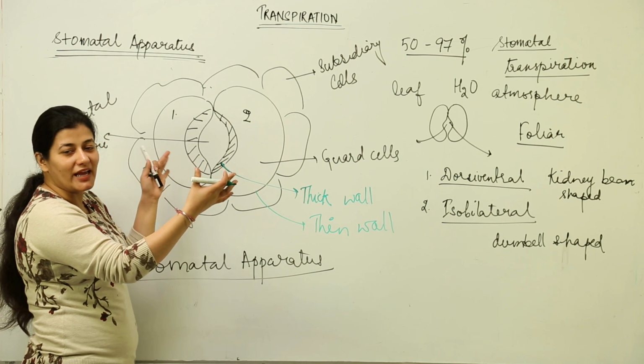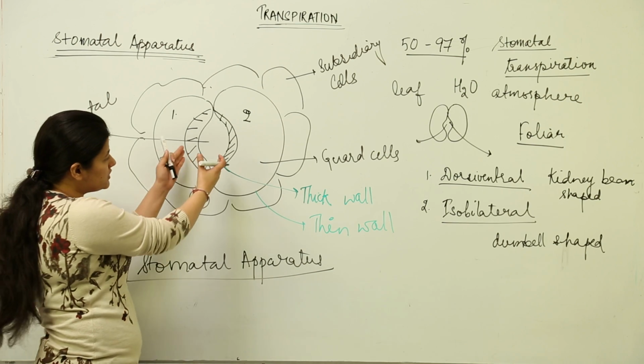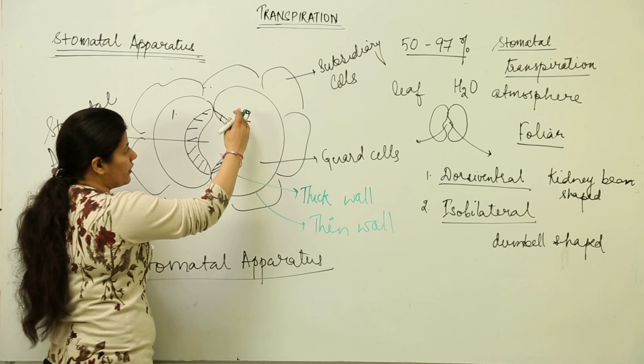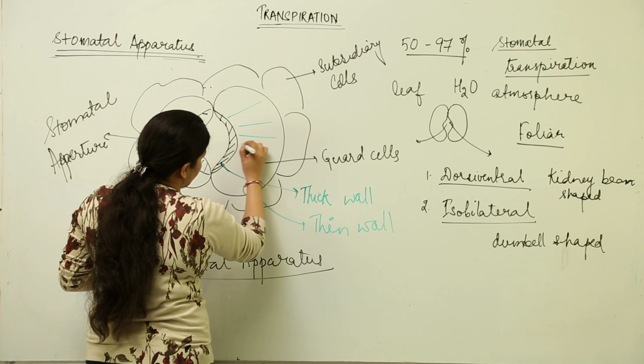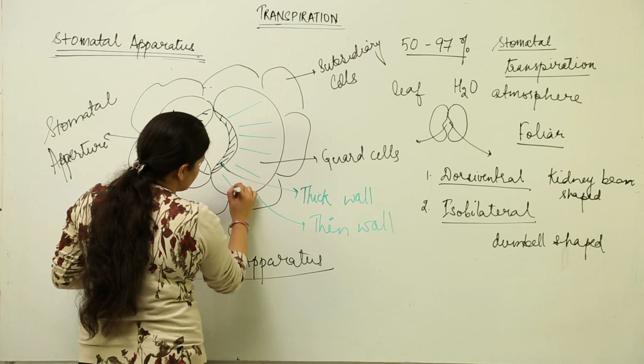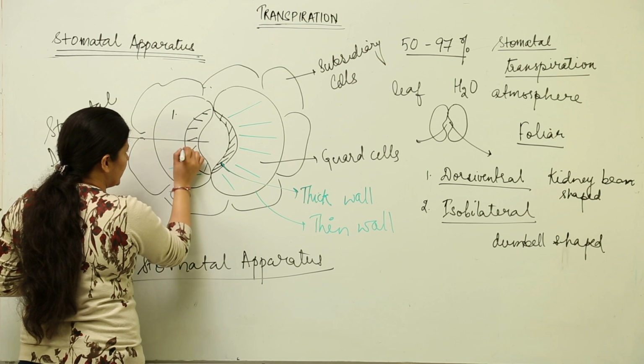Now, what happens is this stomata has a mechanism that closes and opens this particular stomatal aperture. Now, how does it occur? There are cellulosic microfilaments which are present inside the stomata, and they are arranged like this.